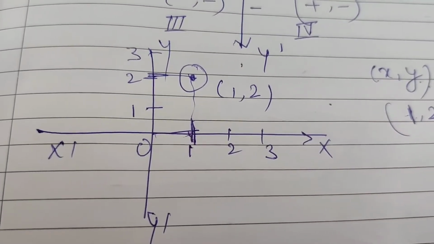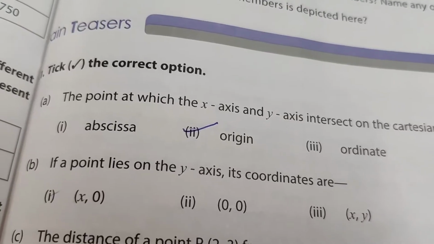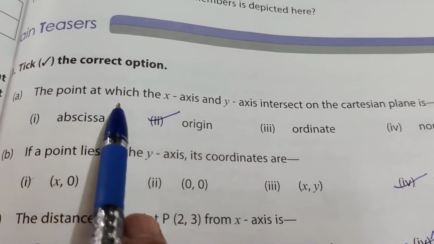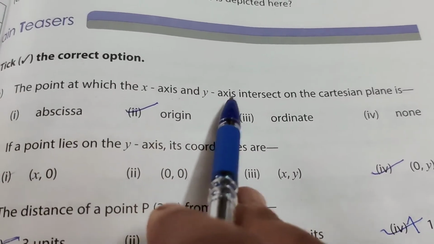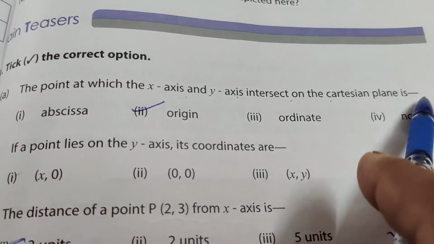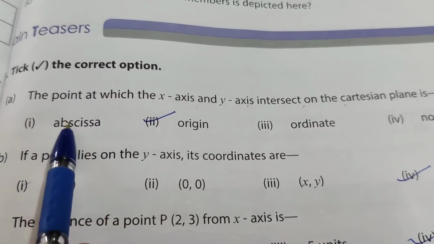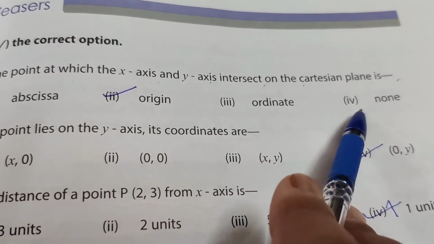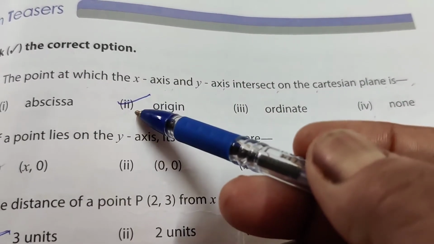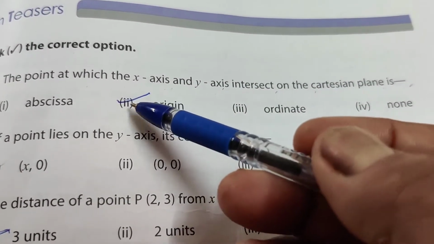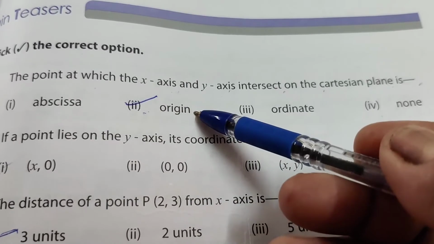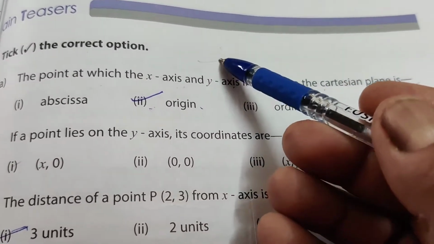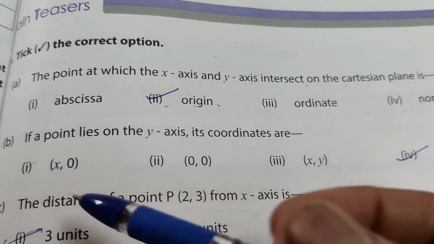Now, brain teaser. The brain teasers, multiple choice questions. The point at which the x-axis and y-axis intersect on the Cartesian plane is: abscissa is x-axis, origin, ordinate is y-axis, and none. The point at which the x-axis and y-axis intersect is the origin. Origin is the right option.